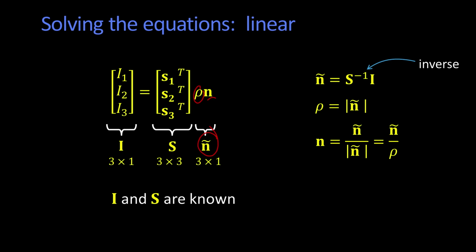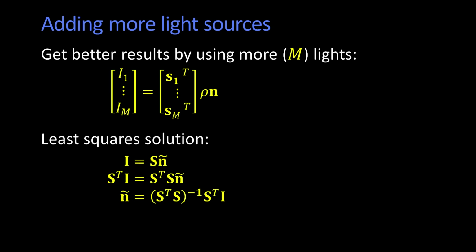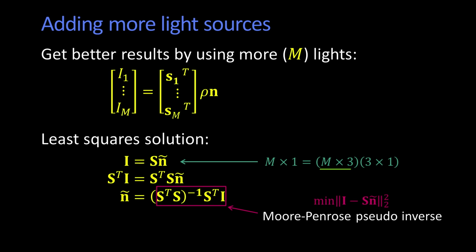Now, of course, that's with 3 lights, and anything that works well with 3 lights is going to work better with more lights. So let's suppose we have more lights, like m of them. Well, we get the same set of equations, but now we need a least squares solution because the system is over-constrained, and basically solve it here. So m by 1 is the number of measurements we have, and so we have to take the pseudo-inverse. And the pseudo-inverse will give us the least squares solution for N tilde, and then again you can find the albedo.